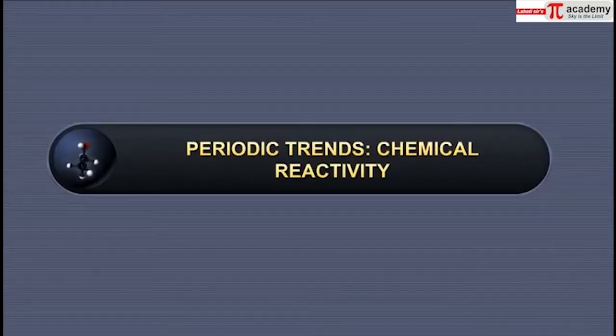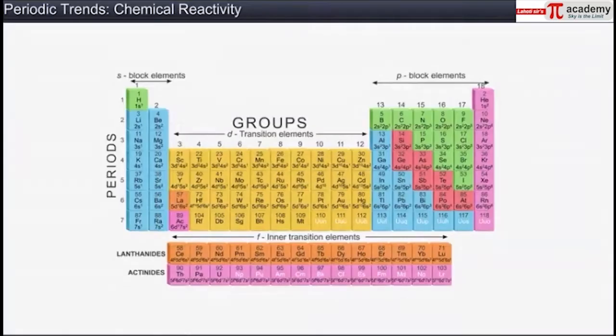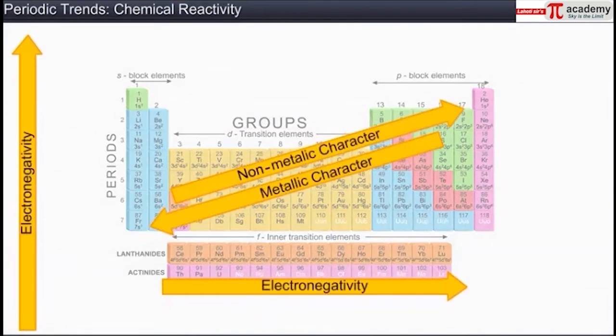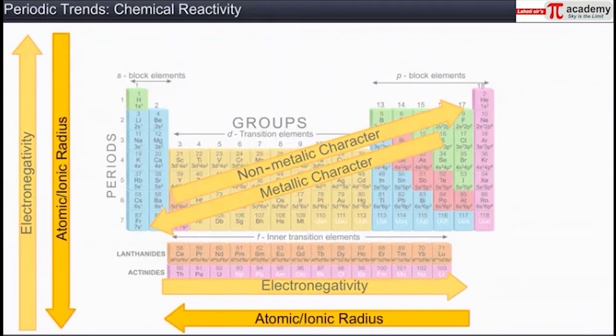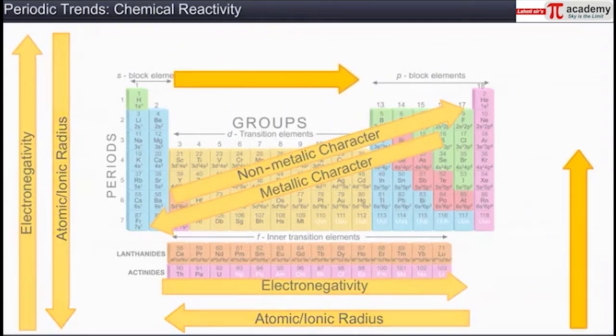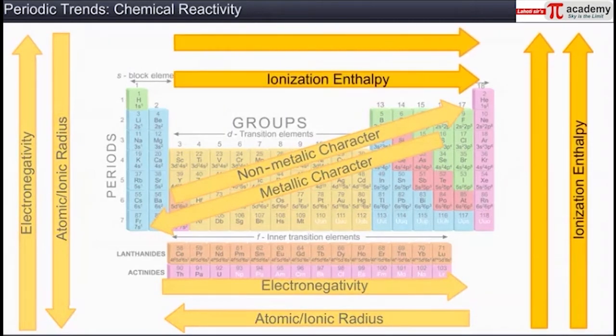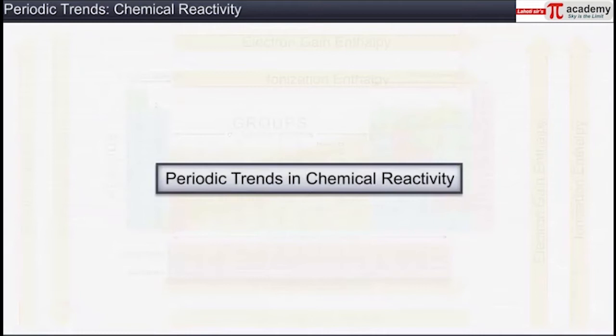In this module, you will learn about the periodic trends in the chemical reactivity of elements. You are already aware of the periodic trends in the fundamental physical properties such as atomic or ionic radii, ionization enthalpy and electron gain enthalpy of elements. Let's now see how the periodicity in these properties is related to the periodicity in the chemical reactivity of elements.